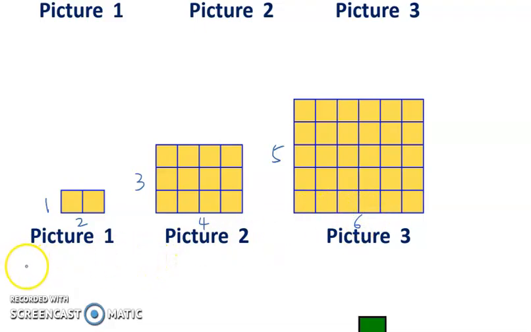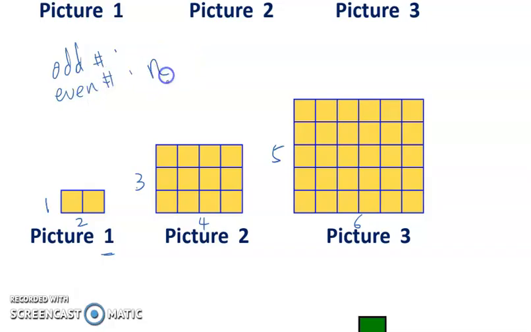So let's start from the relationship between the picture number and the height. So 1 and 1 for the first figure is the same, but for the second one, the picture number is 2 and the height is 3, and then the next one is picture number 3 and the height is 5. Interestingly, this is 1, 3, 5, which are all odd numbers. If we look at the width, it is 2, 4, 6. They are all even numbers.